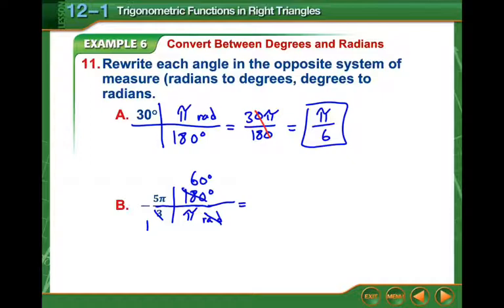So now multiplying across is a little bit easier. And the pi's are also going to cancel, by the way. Those two pi's are gone. So the denominator is just 1 on the bottom. The top is a negative 5 times 60. Negative 5 times 6 is negative 30, so this would be negative 300 degrees.